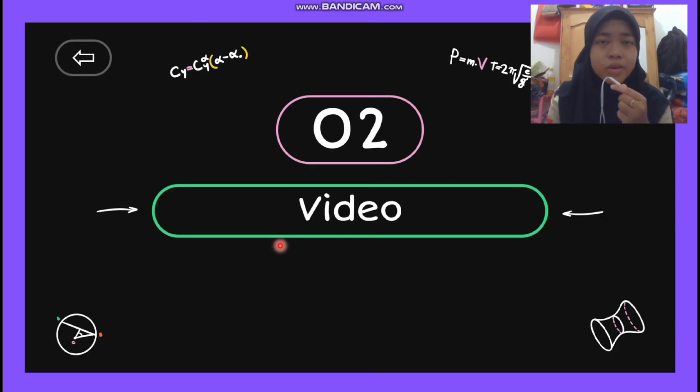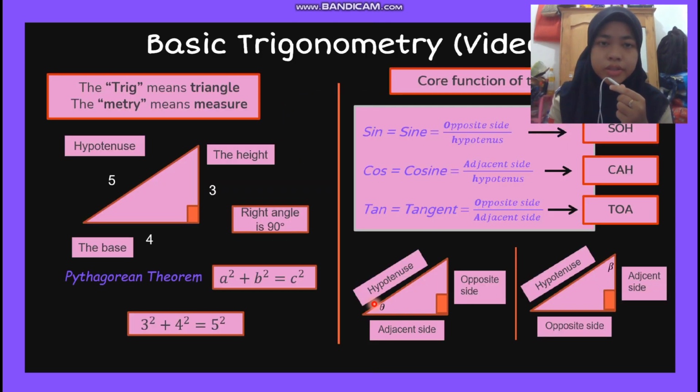The next I will explain about the video. This is a video about basic trigonometry. Trigonometry, the trig means triangle and the metry means measure. And this is a triangle, this is the hypotenuse, this is the height, and this is the base. And the right angle is 90 degrees.